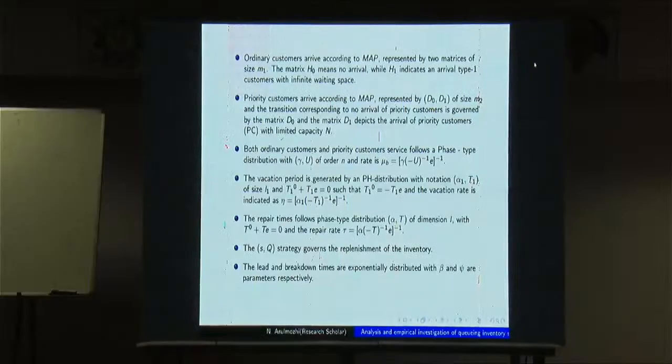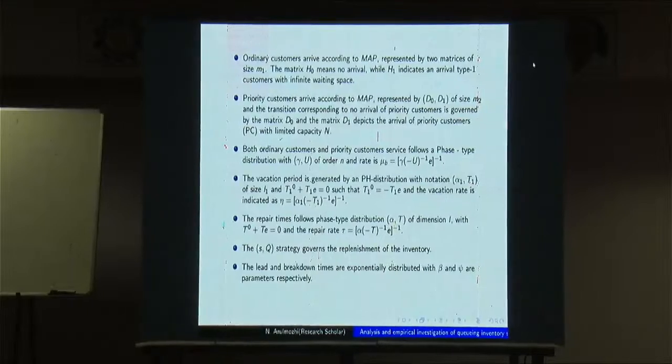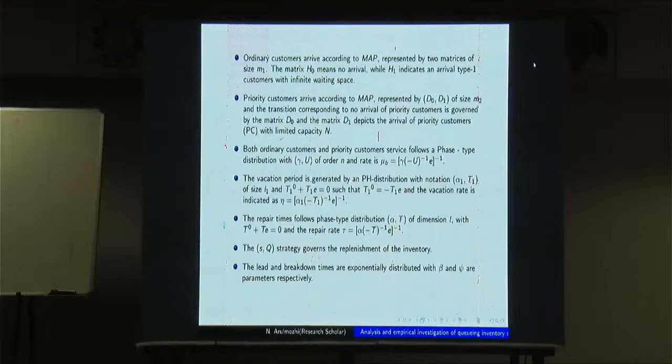H0 means no arrival and H1 indicates arrival of type 1 customers. Priority customers arrive according to a MAP represented by D0, D1 of size M2. D0 means no arrival of a priority customer, D1 means arrival of a priority customer, with capacity N. Both ordinary customers and priority customers follow a phase type distribution with gamma comma U, where gamma is the initial probability vector, U is the service matrix and n is the order.